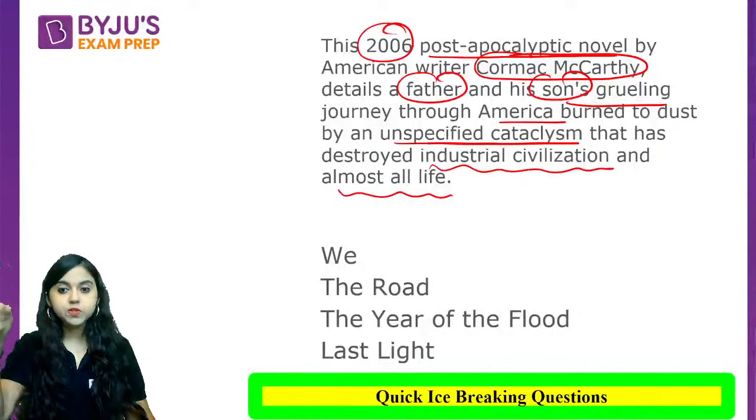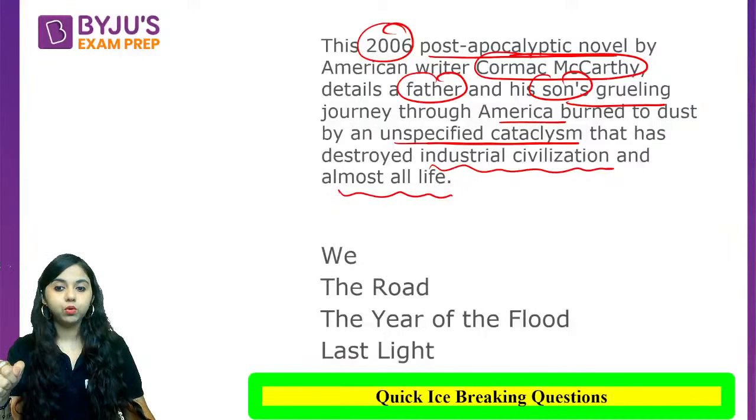You can append this keynote, right? You can put this keynote along. So what is the right answer here? The Road is absolutely the right answer.